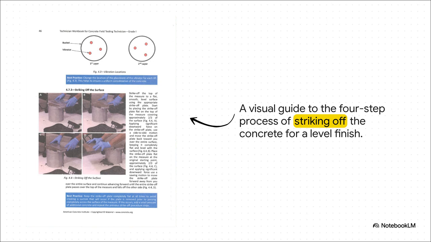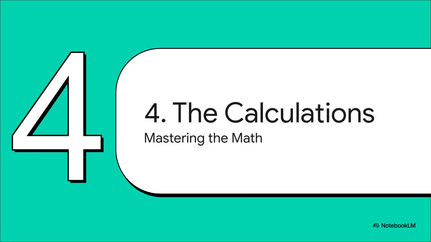You start by covering about 2/3 of the top. Then you pull back with that sawing motion. After that, press down and push forward to finish it off. And for the final touch, you incline the plate and make a couple of sweeping passes to get it perfectly smooth and level.